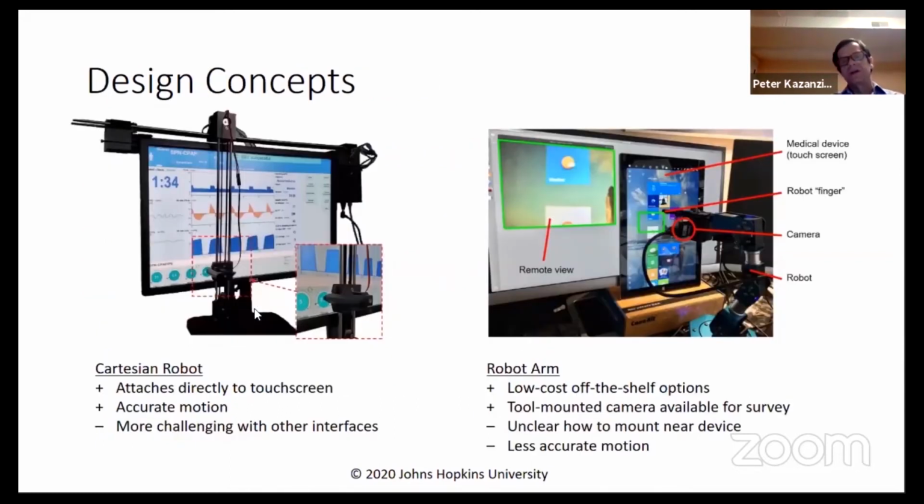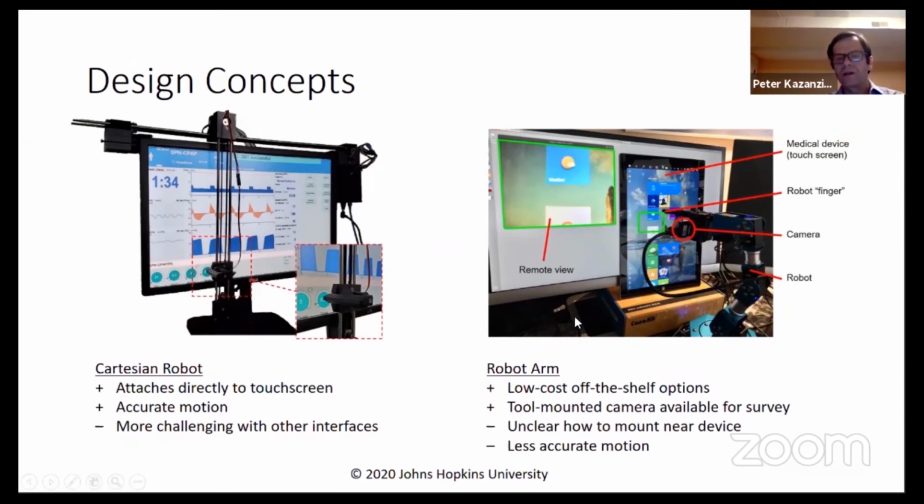So these are two of the design concepts that we're developing. On the left is a Cartesian robot shown here. This has the advantage you can directly attach it to the touch screen for devices that have a touchscreen interface. It has, of course, quite accurate motion, but it can be a little more challenging if the interface or the device is differently configured. For example, a curved surface with actual physical buttons.